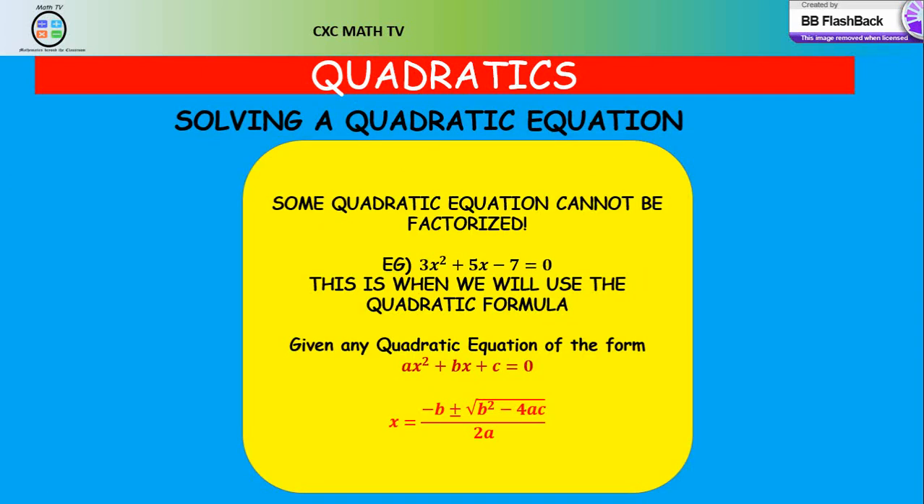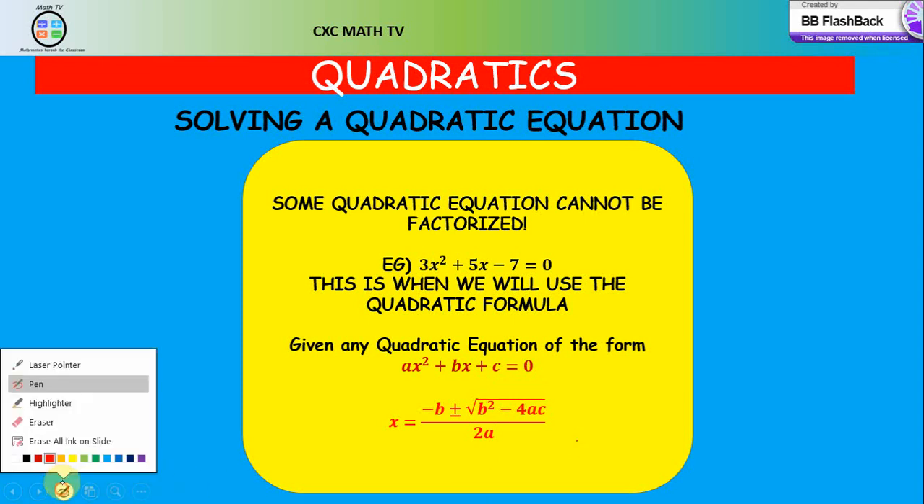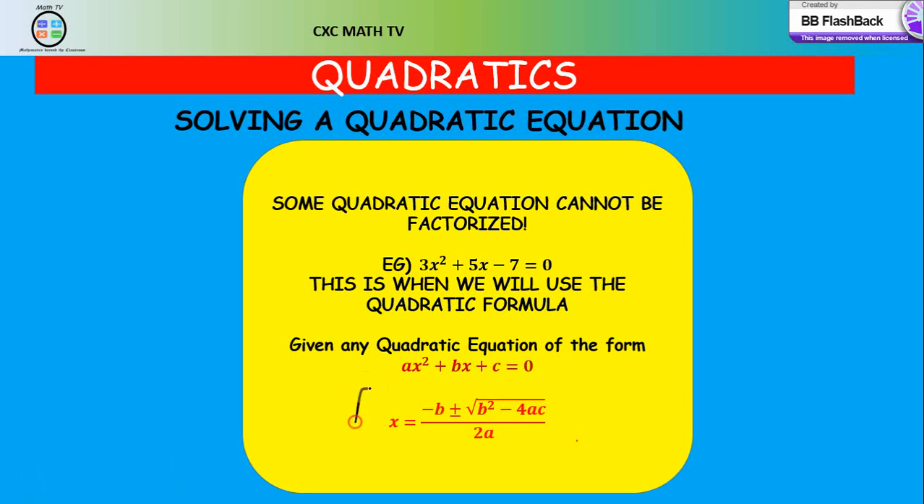Okay, now the quadratic formula. Sometimes you can't factorize it. When it cannot be factorized, in that case you're going to use the quadratic formula. The quadratic formula is just a formula to remember to get your answer for x. This is the formula you're going to be using. X is equal to minus b plus or minus the square root of b squared minus 4ac, divided by 2a. You just need to remember that formula and you're good.